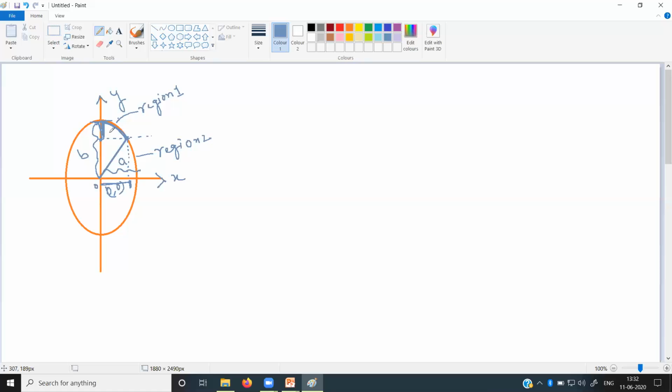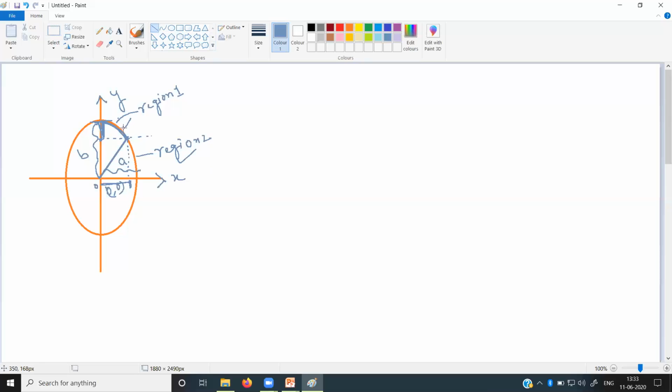You have to understand it first, otherwise you can't understand how we can derive the equation. Fine. So what we have to do is derive the equation for both region 1 and region 2. That means we have to derive the decision parameter for region 1 and region 2. Clear?